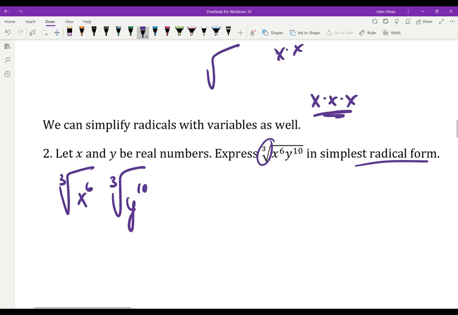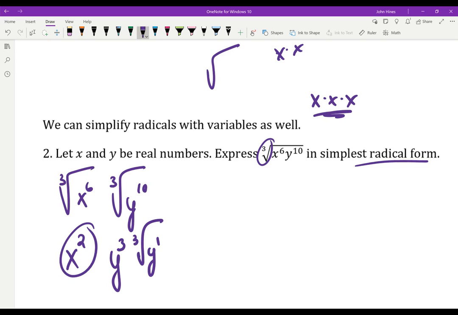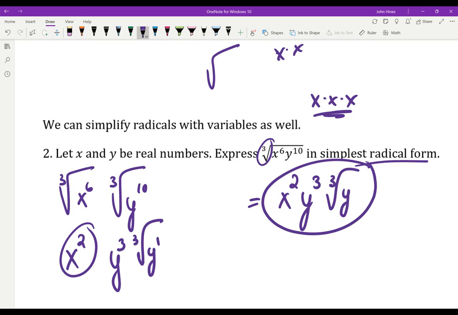So the question is how many groups of 3 can I make from x to the 6th? Well, I can make 2 of them, so that just becomes x squared. Here, how many groups of 3 can I make? Well, I can make 3 groups of 3, but I still have 1 y left over because I had that remainder of 1. So this is really equivalent to x squared y cubed, with that 1 y still left over inside the cube root.